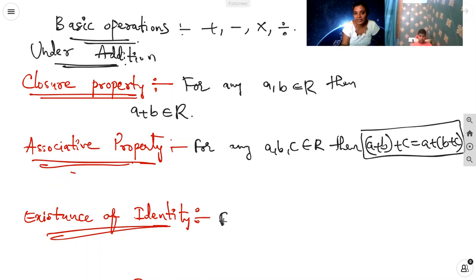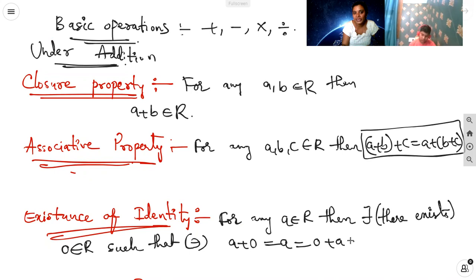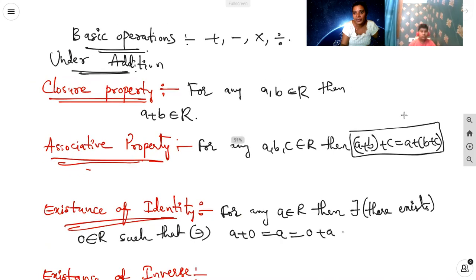Existence of identity. For any a belongs to capital R, there exists, the symbol is there exists, an additive identity. 0 is the additive identity. 0 belongs to capital R such that, the symbol is such that, a plus 0 equals a equals 0 plus a. That is the existence of identity.